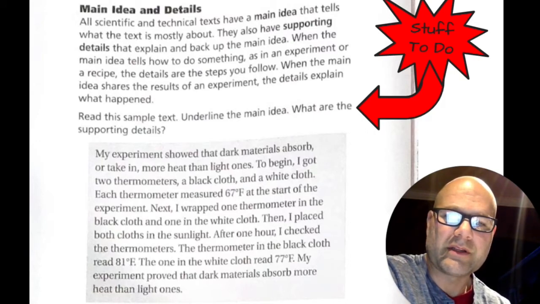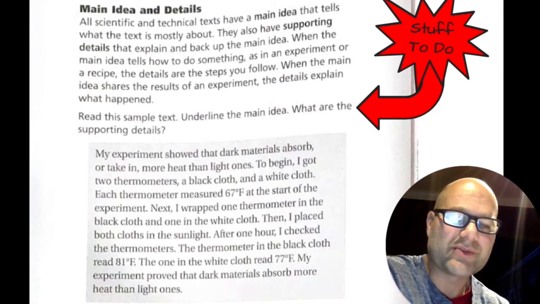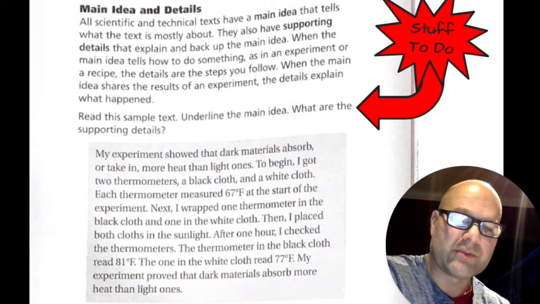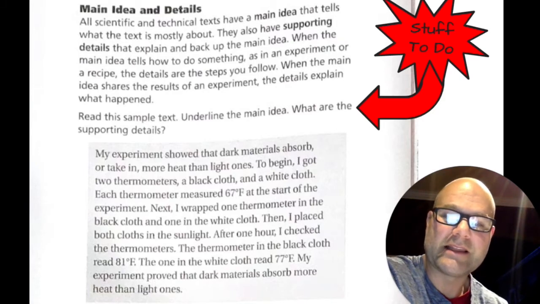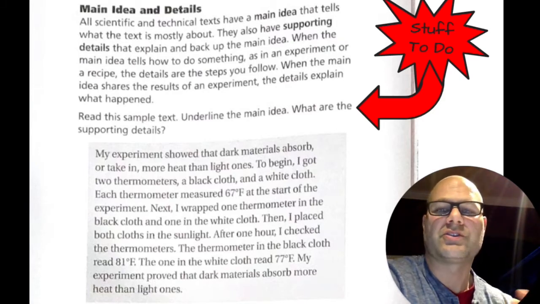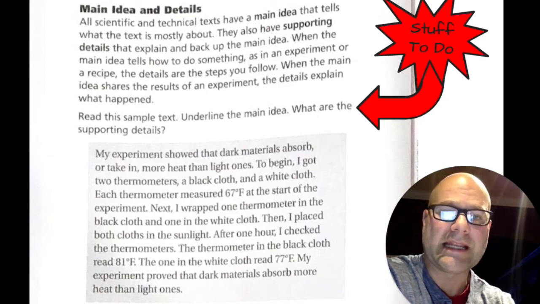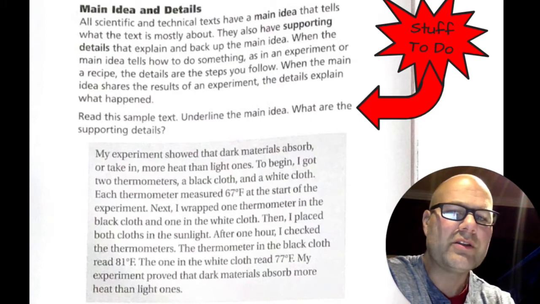The thermometer in the black cloth read 81 degrees Fahrenheit. The one in the white cloth read 77 degrees Fahrenheit. My experiment proved that dark materials absorb more heat than light ones. Now, what are you supposed to do with that paragraph? You're supposed to, having read or listened to it, underline the main idea. And then what are the supporting details?